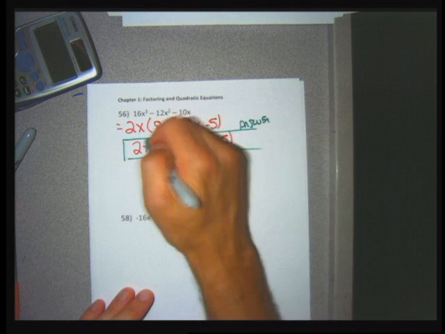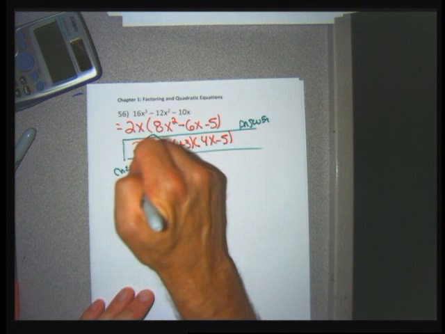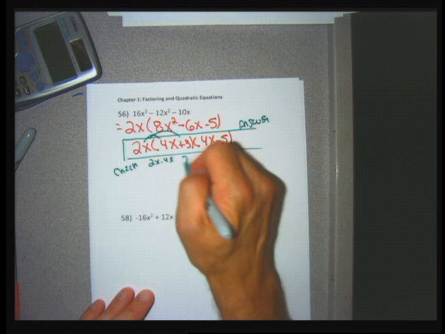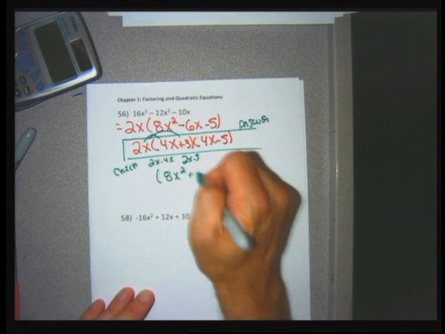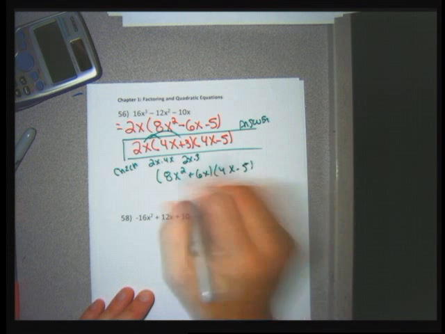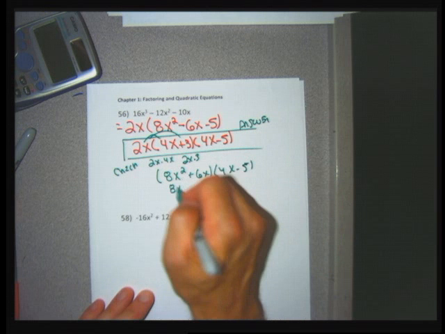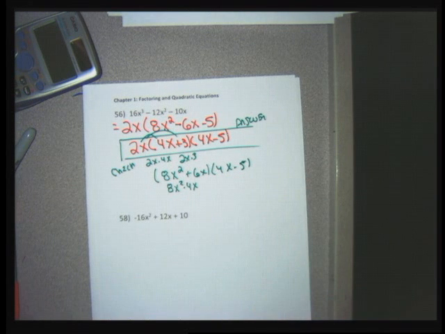To check this, I'll go 2x times 4x, so this is the checking part, and 2x times 3, and get 8x squared plus 6x, and then now 4x minus 5. Now I'll go into FOILing. First, our 8x squared times 4x. Really?